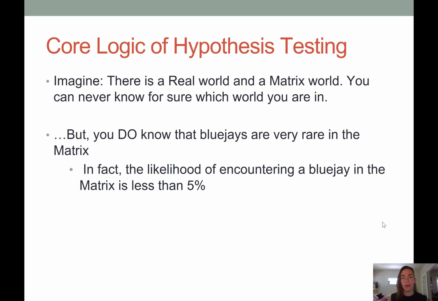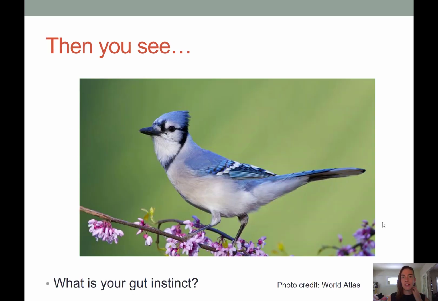So I'm going about my business, walking down the street, and I come across a blue jay. If this is you, what is your gut instinct telling you? I don't know about you, but if it's me and I see this blue jay, I think, I'm probably not in the matrix world. This to me seems like evidence, this rare piece of evidence, this thing that I encounter that's so unusual in the matrix world tells me I probably am not in the matrix world.